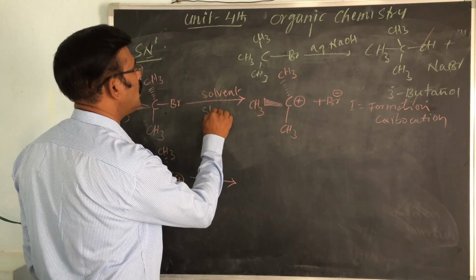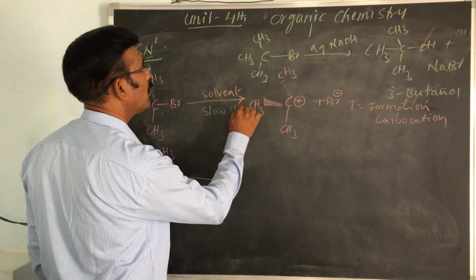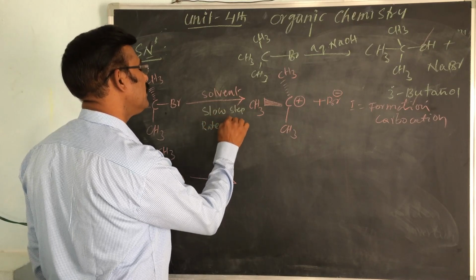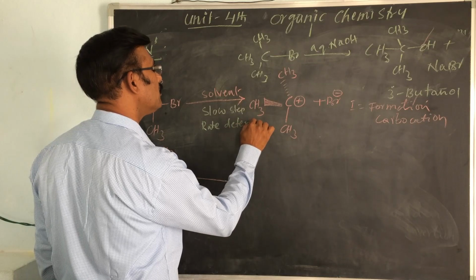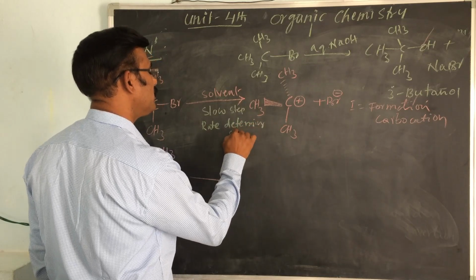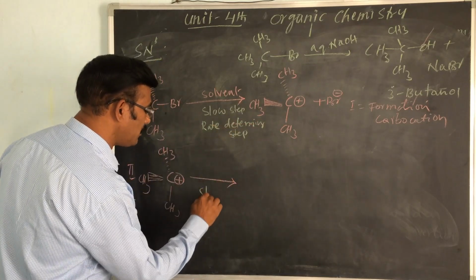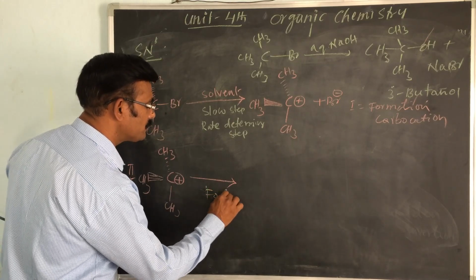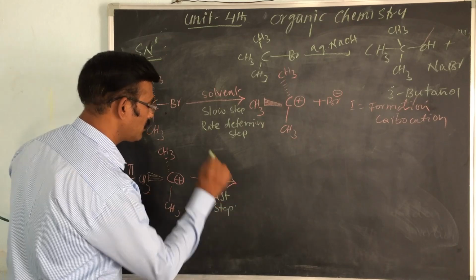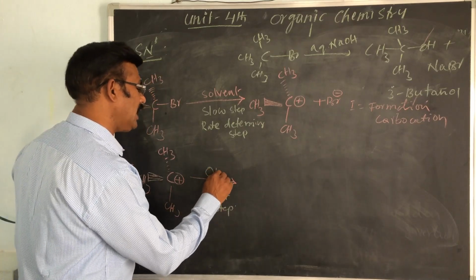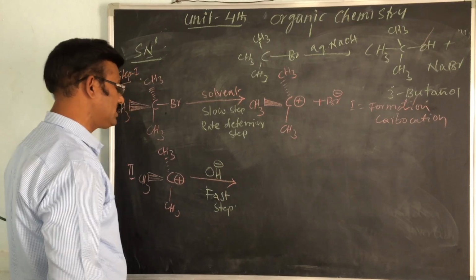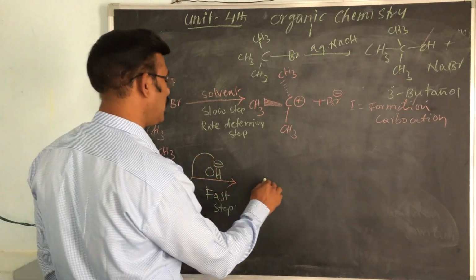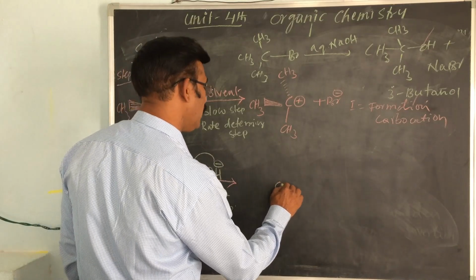The first step is a very slow step and the rate determining step. It is a slow step, and the second is a fast step. So the nucleophile in the solvent directly attacks the carbonium cation to form the product.